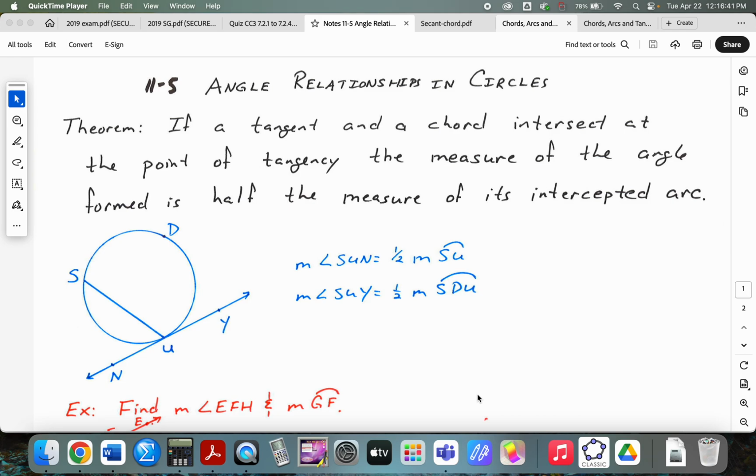The first one is a lot like an inscribed angle. If you have a tangent and a chord that intersect at the point of tangency, then the angle formed is half the measure of its intercepted arc. These are not inscribed angles because their sides aren't both chords of the circle.